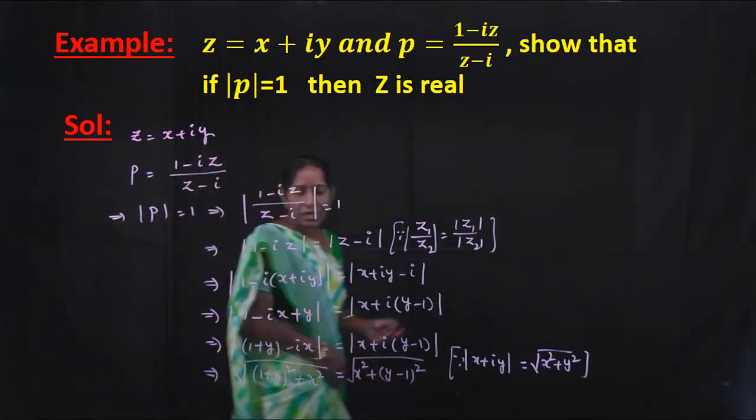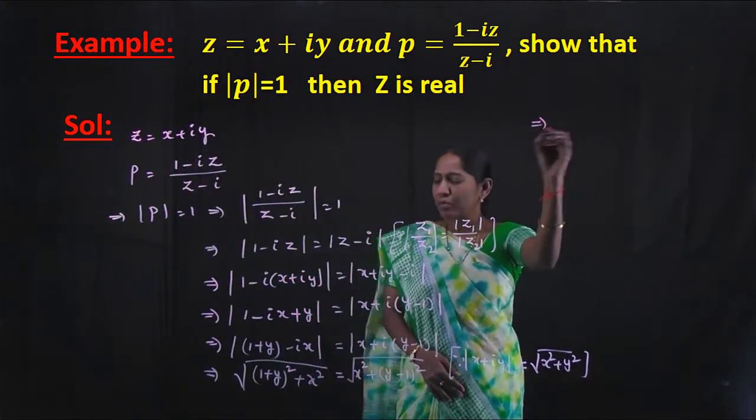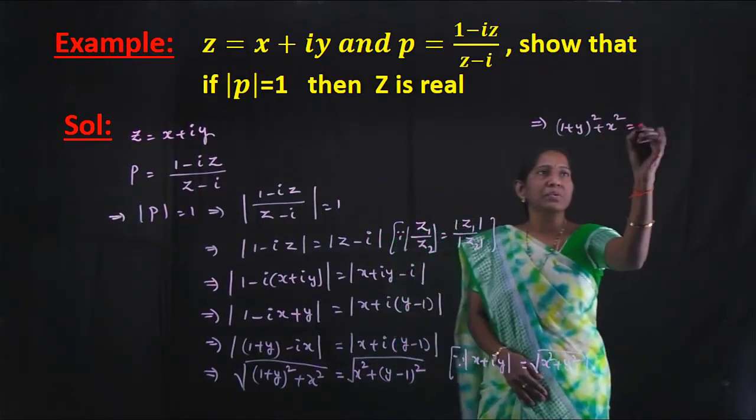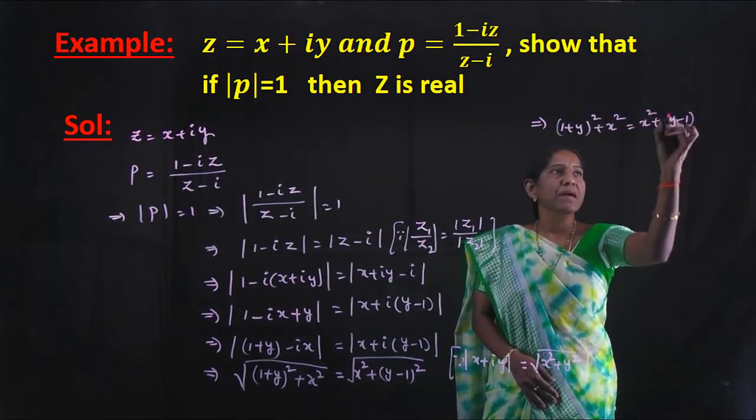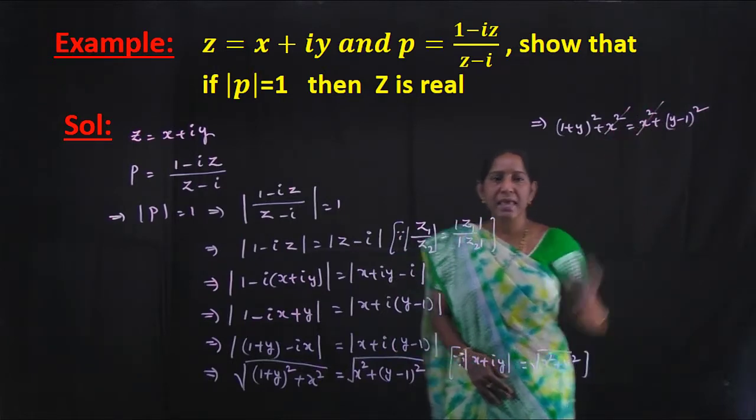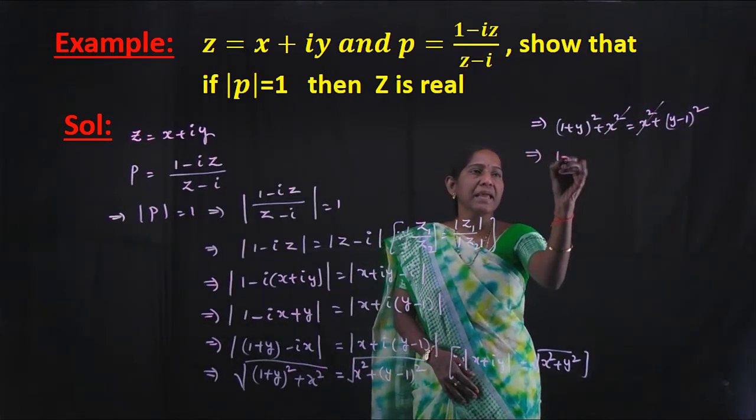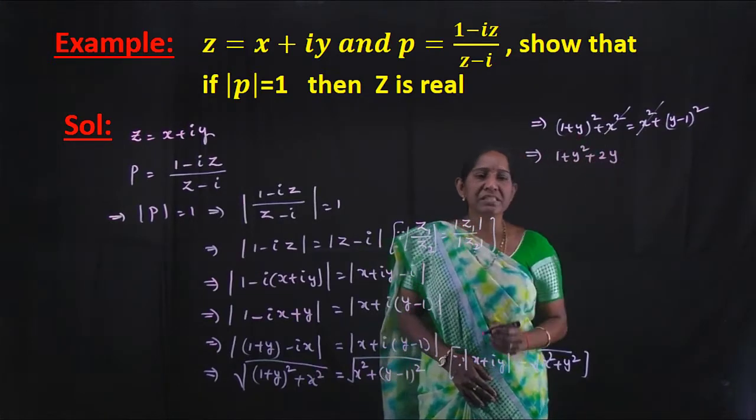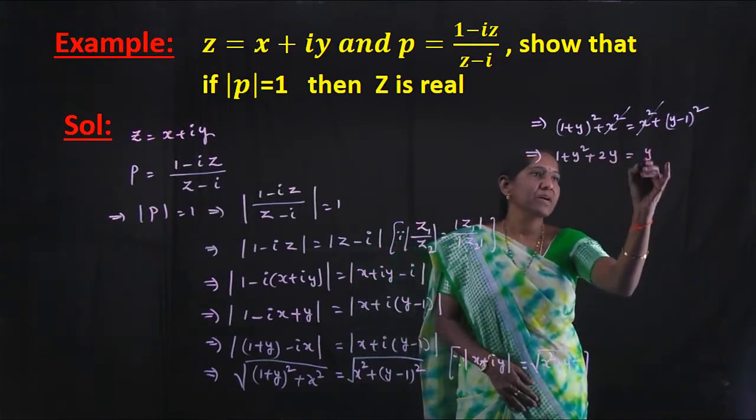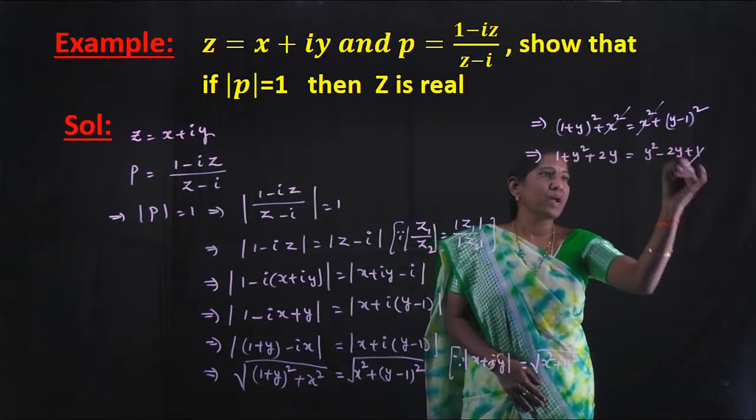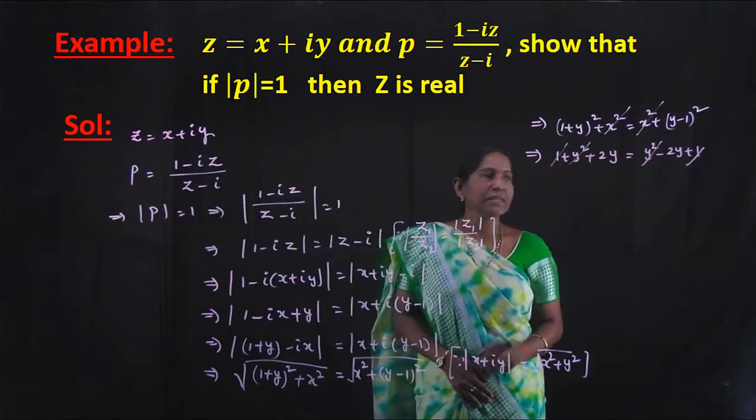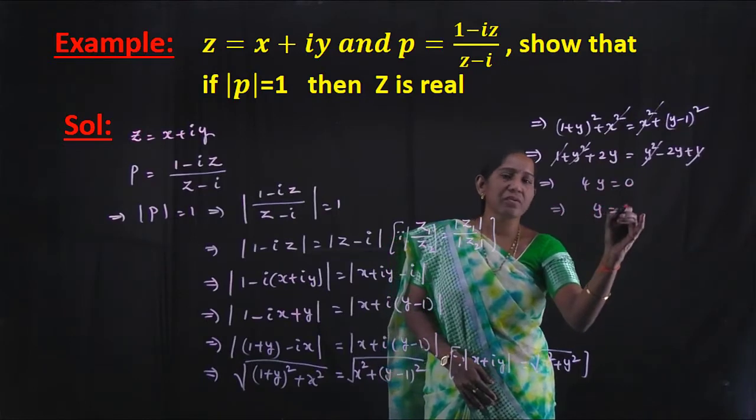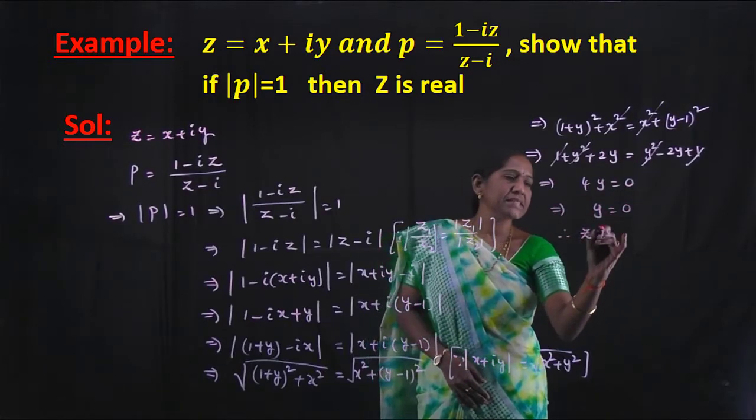Now do squaring on both sides. We can get (1 plus y) whole square plus x square, that is equal to x square plus (y minus 1) whole square. Both sides x square get cancelled, and by expansion we can get (1 plus y) whole square, that is 1 plus y square plus 2y. (Y minus 1) whole square, y square minus 2y plus 1. Y square and 1 get cancelled both sides. That implies 4y equal to 0. So y equal to 0. Therefore, Z is real.